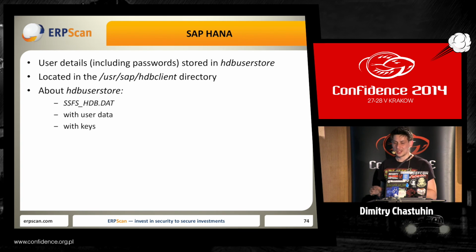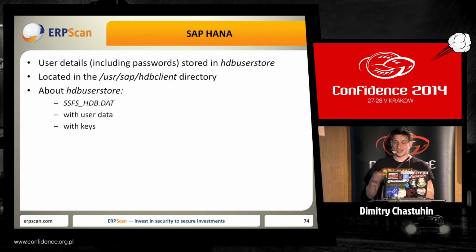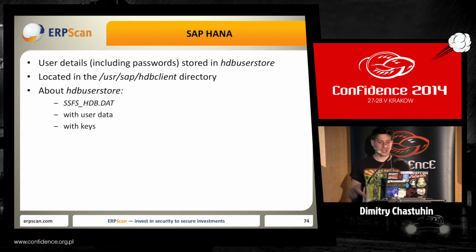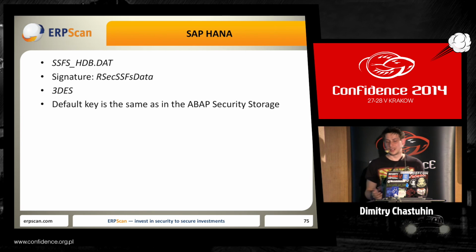A lot of interesting things HANA stores in the HDB user store. It is a kind of SAP security storage. The default location of this storage is the /user/SAP/hdbclient directory, and all information is stored in the file ssfs/hdb.dat. As in SAP security storage, HANA uses the triple DES algorithm. And what is interesting, HANA uses the same default hard-coded key for encryption.